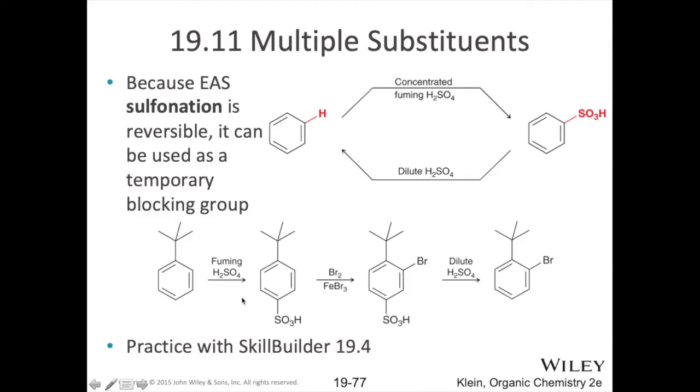So that's actually what happens here. We use fuming sulfuric acid to block off that para position with a sulfonic acid group. We then do our bromination, so we use bromine and iron(III) bromide, and of course that puts the bromine at that ortho position, because there's no para position for it to take up. It has to go to that ortho position. And then once we've done that, we use dilute sulfuric acid to get rid of our sulfonic acid group.